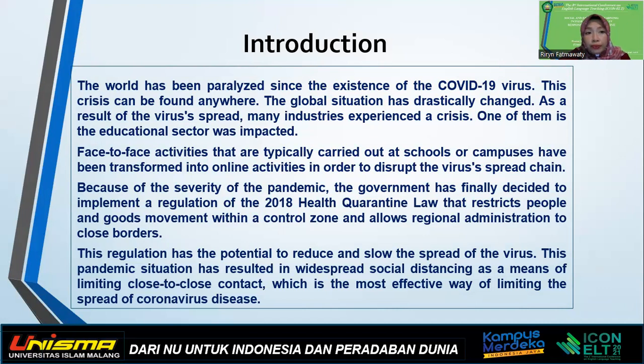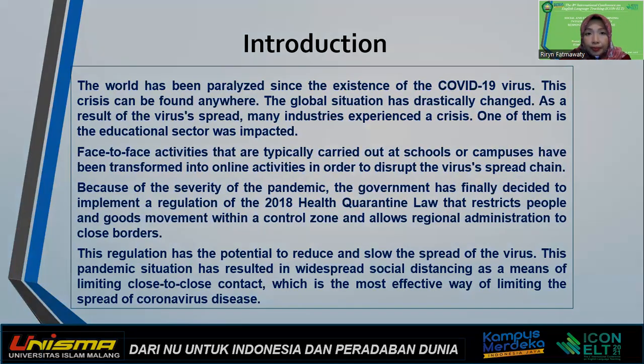the virus spread chain. Because of the severity of the pandemic, the government has finally decided to implement a regulation of the 2018 health quarantine law that restrict people and put movement within a control zone and allow regional administration to close border. This regulation has the potential to reduce and slow the spread of the virus. This pandemic situation has resulted in widespread social distancing as a means of limiting close-to-close contact, which is the most effective way of limiting the spread of coronavirus disease.